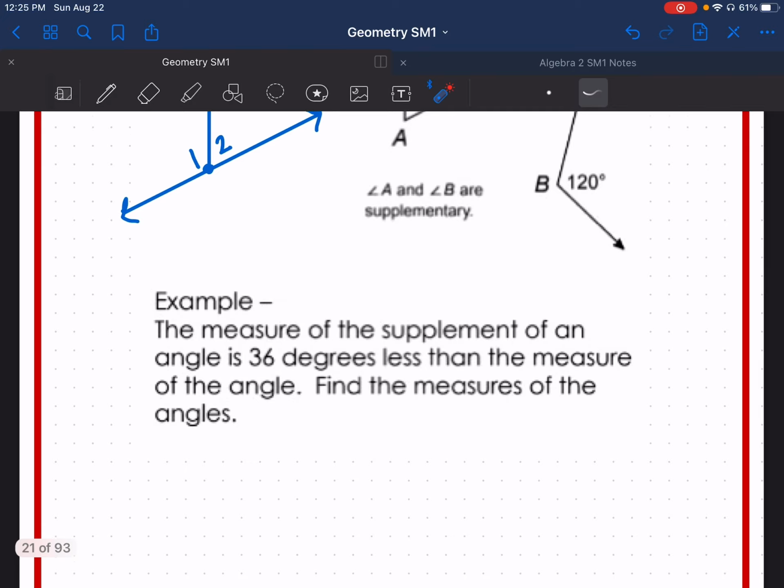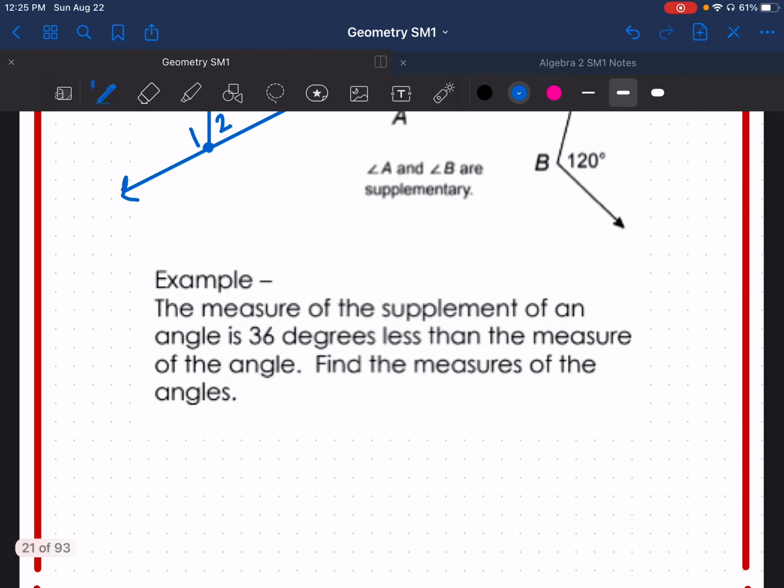All right, let's do our last example. The measure of the supplement of an angle is 36 degrees less than the measure of the angle. Notice I'm seeing that word supplement.